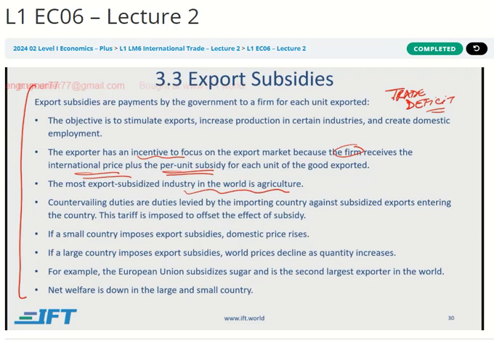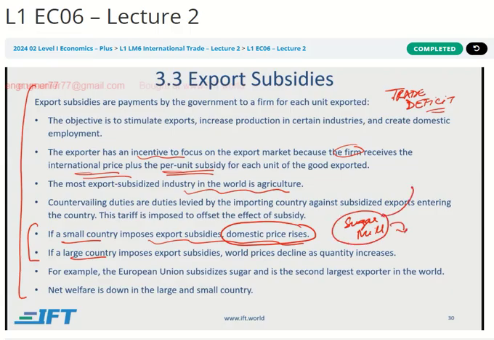And again, here it depends if you're a small country or a large country, because if a small country is using export subsidies, the only impact is going to be on its own people. Let's say there is a sugar mill in a small country, and instead of giving the sugar to its local people, it will start exporting because it's getting extra money for exporting. So local people will have to compete with the international market and pay higher prices to offset this subsidy. So the domestic prices will rise.